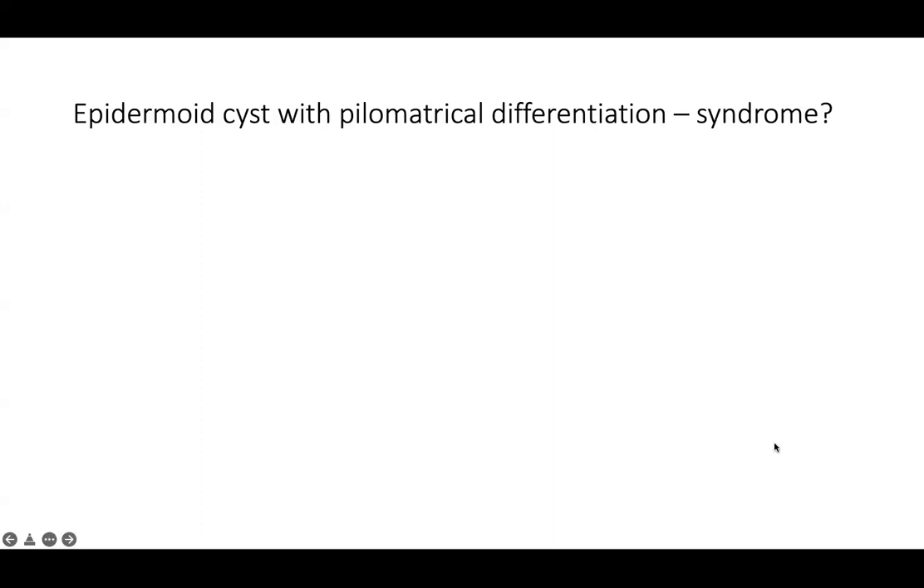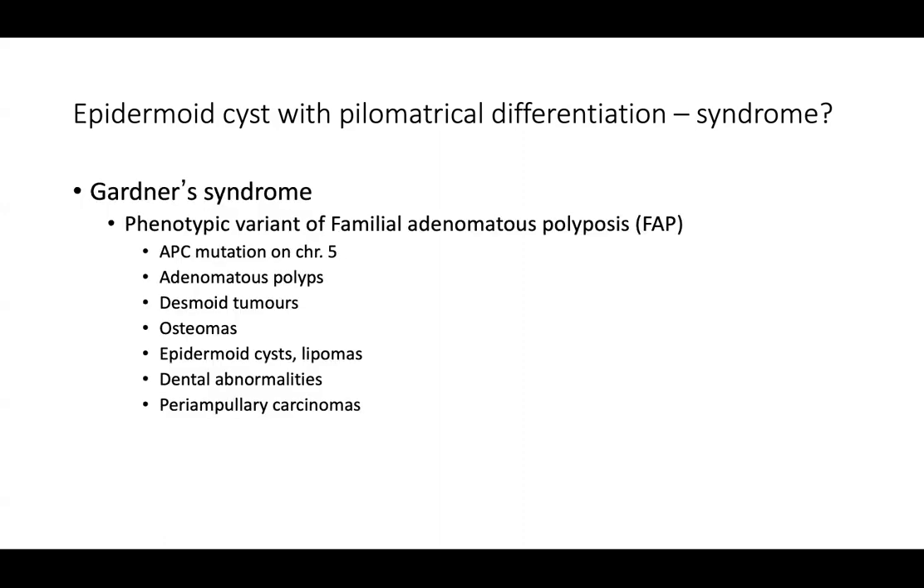Remember that epidermoid cysts can sometimes have pilomatrical differentiation. You may have lots of pilomatricomas and epidermoid cysts in some patients. Remember, that's associated with Gardner syndrome. That's a phenotypic variant of familial adenomatous polyposis, or FAP, and that's due to a mutation in APC protein on chromosome 5. You will see adenomatous polyps, desmoid tumors, osteomas, as well as the epidermoid cysts and lipomas, dental abnormalities, and periampullary carcinomas.